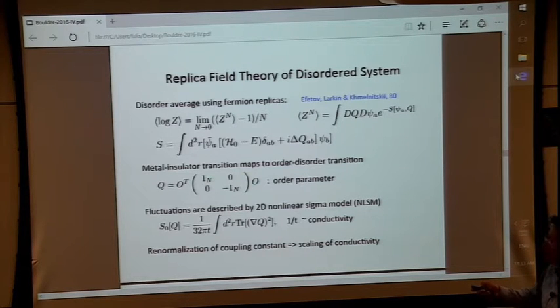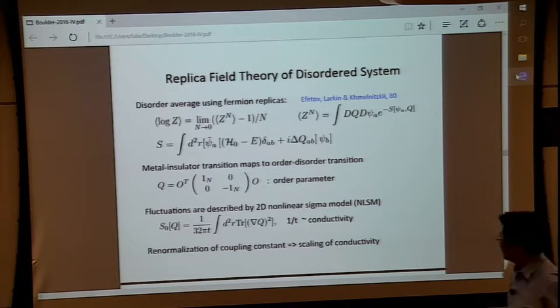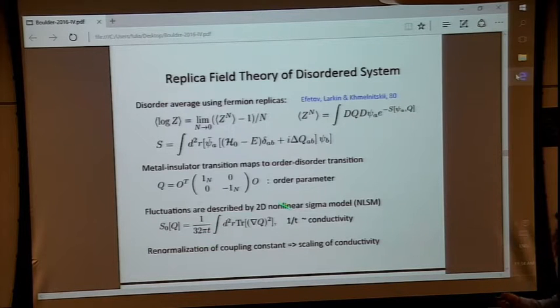You can think of this 1, minus 1 as a fixed order parameter in a particular direction, but the most general order parameter can be obtained from a particular direction by rotation. This is O. And that's why the fluctuations around the so-called mean field saddle points are described by just the fluctuations in the transverse direction, in the directions of the order parameter in terms of this rotation matrix.